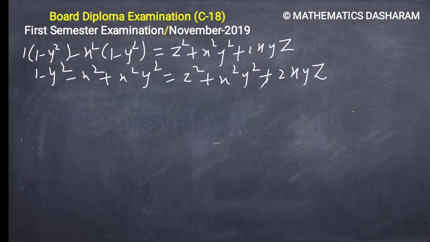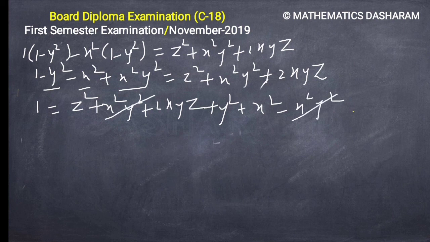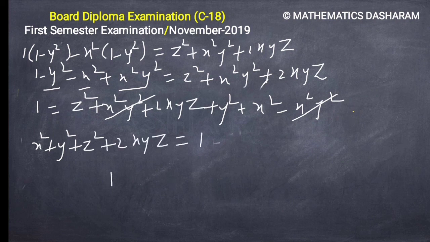So it is equal to 1, as it is. Now the remaining terms transposed to the other side: z square, x square y square, 2xyz. Now here minus y square will become plus y square, here plus x square, minus x square y square, plus x square y square, minus x square y square cancel. So then x square plus y square plus z square plus 2xyz equals 1. So this is our required answer, hence proved.